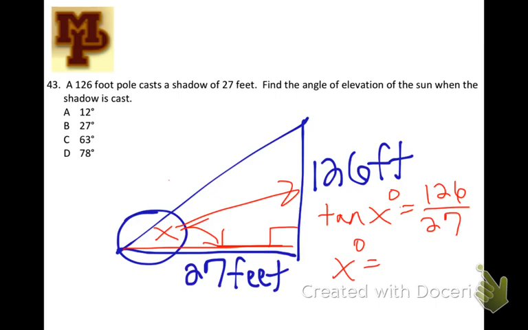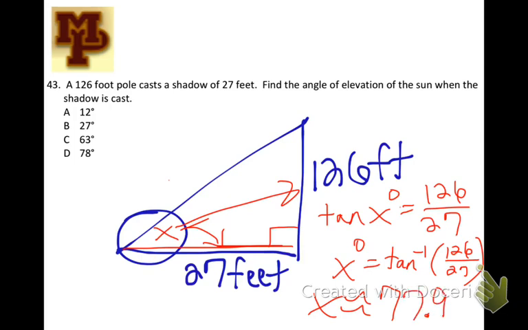X degrees equals, we're going to have to do inverse tangent. So inverse tangent 126 over 27. Let's see what we get here. So x is approximately 77.9. Okay, I'm alright with that.